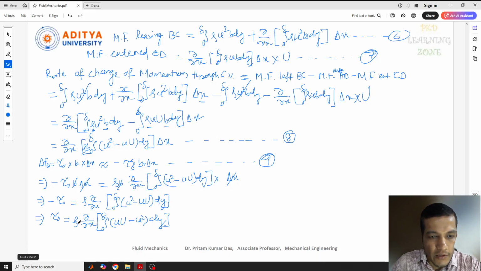Again, we have rho del by del x. Now let's multiply by capital U square here and divide here too. So we get rho del u by del x, integration from 0 to delta, of u square, multiplied here and divided here also. By dividing, we get small u by capital U minus small u square by capital U square. Multiplying and dividing by u square, only capital U remains, and this is dy, bracket close.